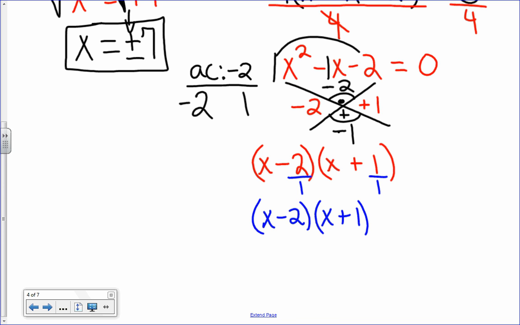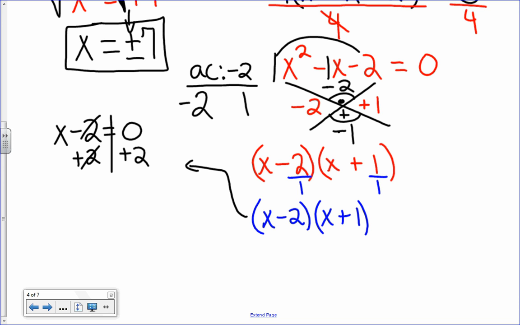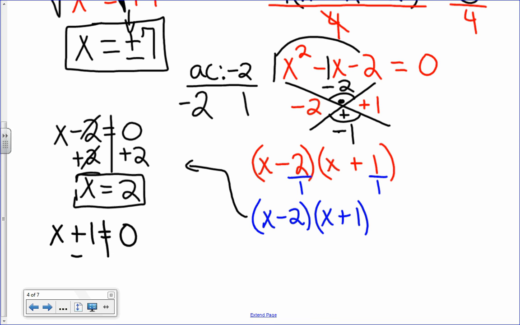And to solve this equation, we need to take each one of these factors and set them equal to 0. So x minus 2 equals 0. Solve it. Add 2 on both sides. One of our answers is positive 2. Take the other equation. x plus 1 equals 0. Solve it. Subtract 1 on each side. Our other answer is x equals negative 1. Now, you could have done the same problem using the quadratic formula. It's just up to you which one you like.